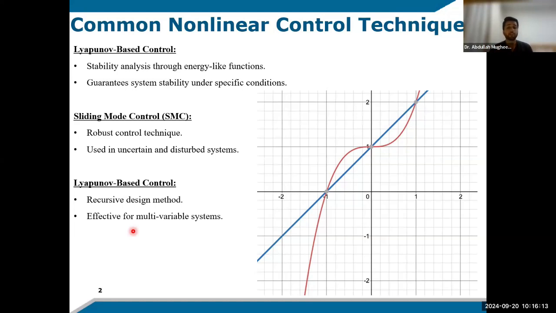So this Lyapunov-based control is a recursive design method, and it keeps on giving commands to the system so it remains stable and does what you want it to do. It is effective for multivariable systems. Multivariable systems are the systems in which there are multiple variables involved. For example, in a robotic arm, there's the battery that it should use, there are the motors that it should use, there is the material of the robotic arm it should use. So there are multiple variables in the system.